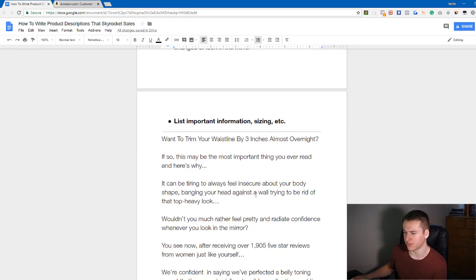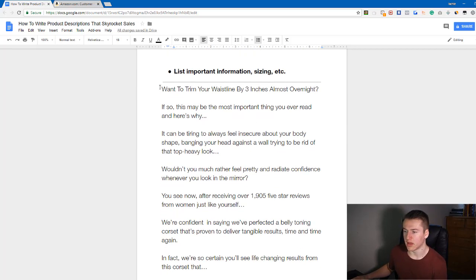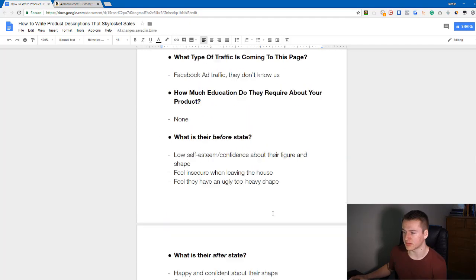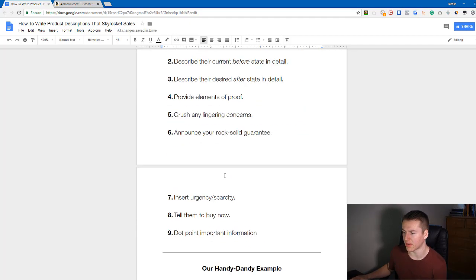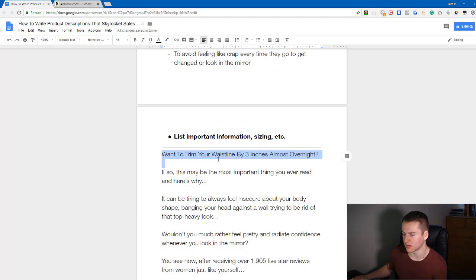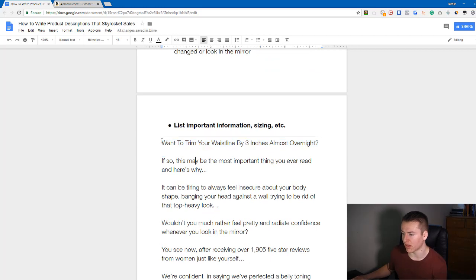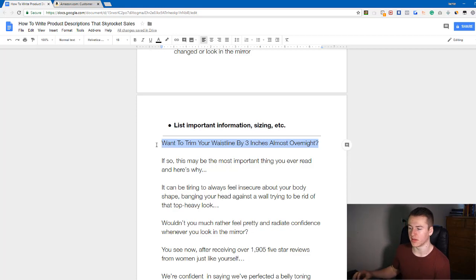Let's go down. Okay, boom. Attention-grabbing headline. Remember that? Number 1. An eye-grabbing headline that demands attention. Want to trim your waistline by 3 inches almost overnight? Boom! Instantly grabs them. Of course you do. Every woman who sees that wants to say yes. Any woman who's clicked on an ad for a corset is going to say yes to this.